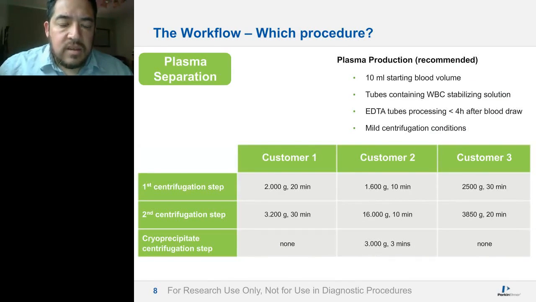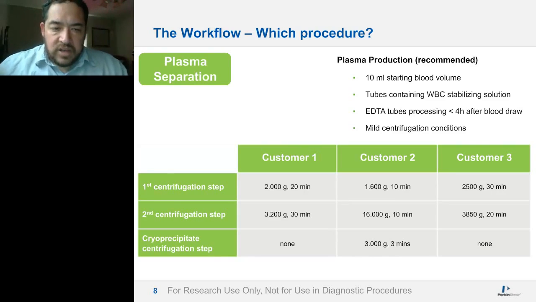Another aspect is how the plasma is separated. What we've seen from different customers is different methods being used. Essentially, people have used 10 ml starting blood volume, which can be common for either stabilized blood tubes with a stabilizing solution, as well as EDTA tubes, and you have to process them less than 4 hours after blood draw. You use some mild centrifugation conditions in order to separate the plasma. These are just examples of 3 customers using different centrifugation steps in order to collect it.